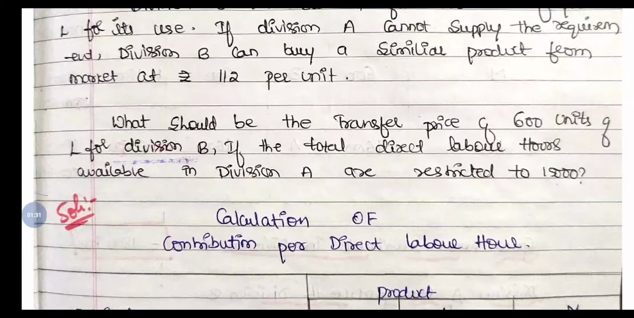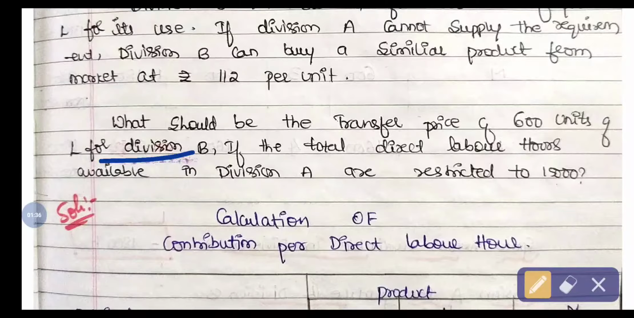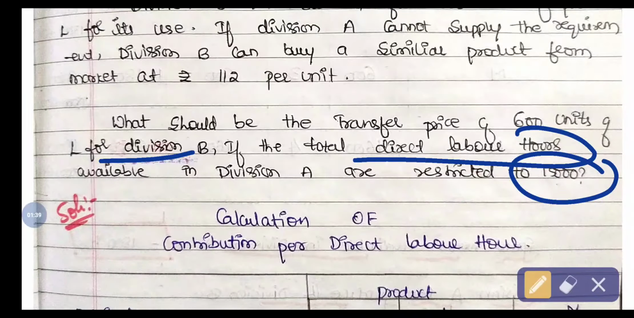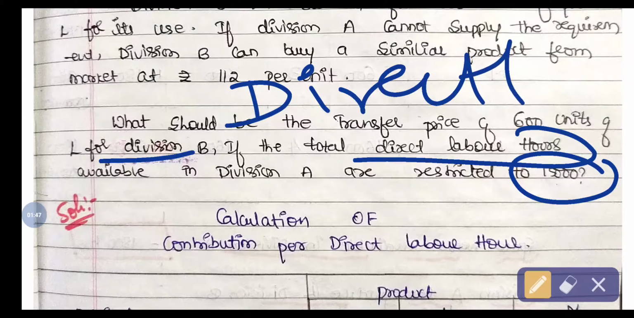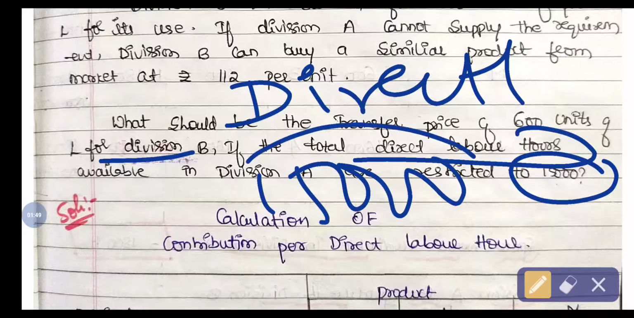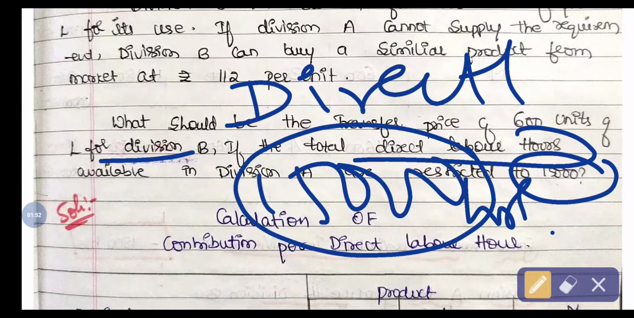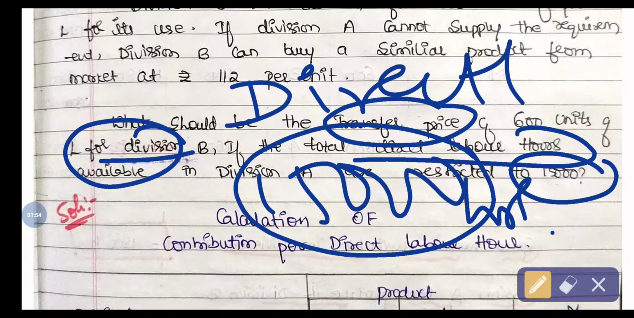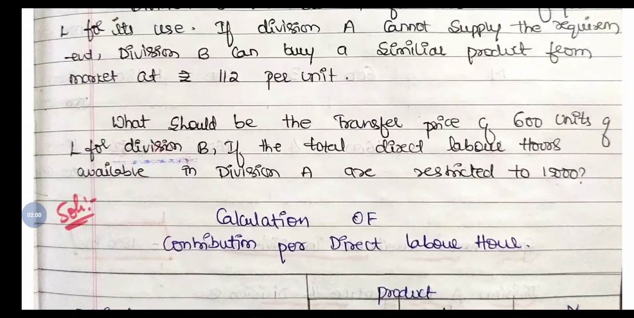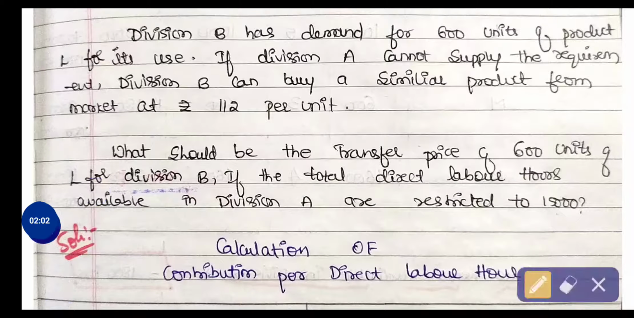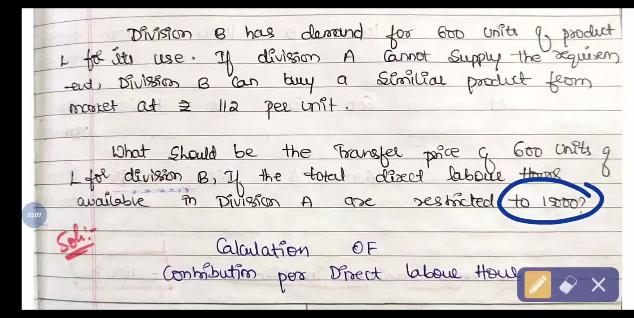So what should be the transfer price of 600 units of L product for Division B if the total direct labor hour is restricted to 15,000? Here they have given limited direct labor hours. If the total labor hours is 15,000, what will be the price that should be charged for L product that we have to calculate? The limited factor is the direct labor hours, so we need to calculate everything on the basis of the labor hours.